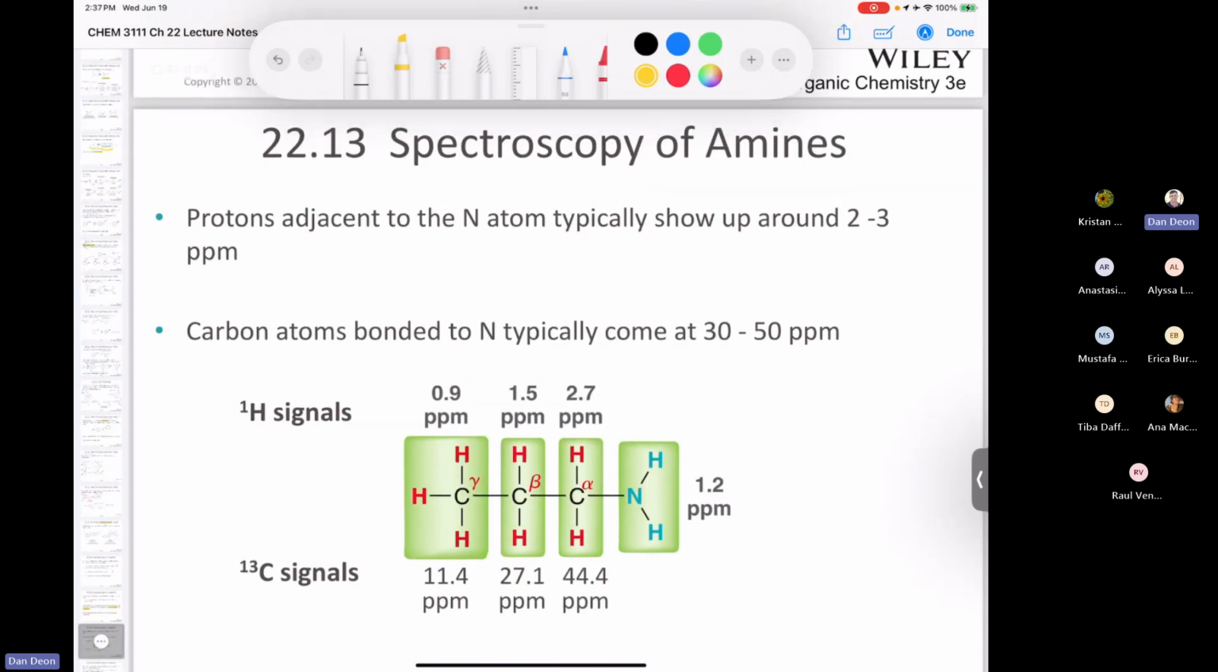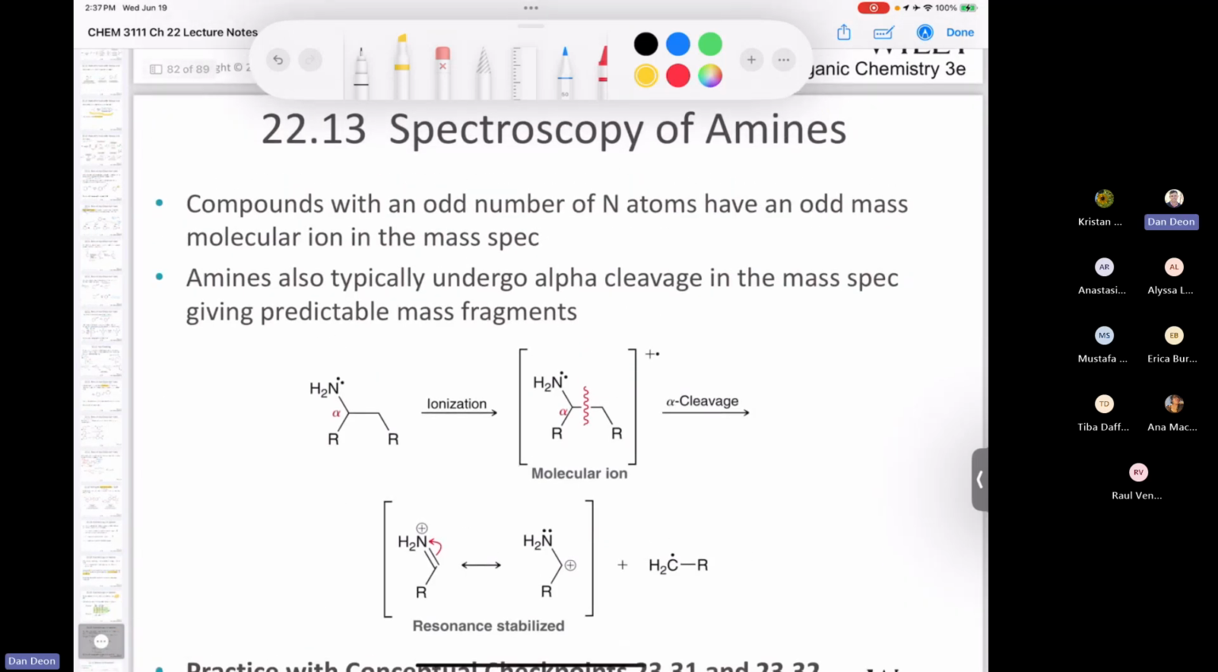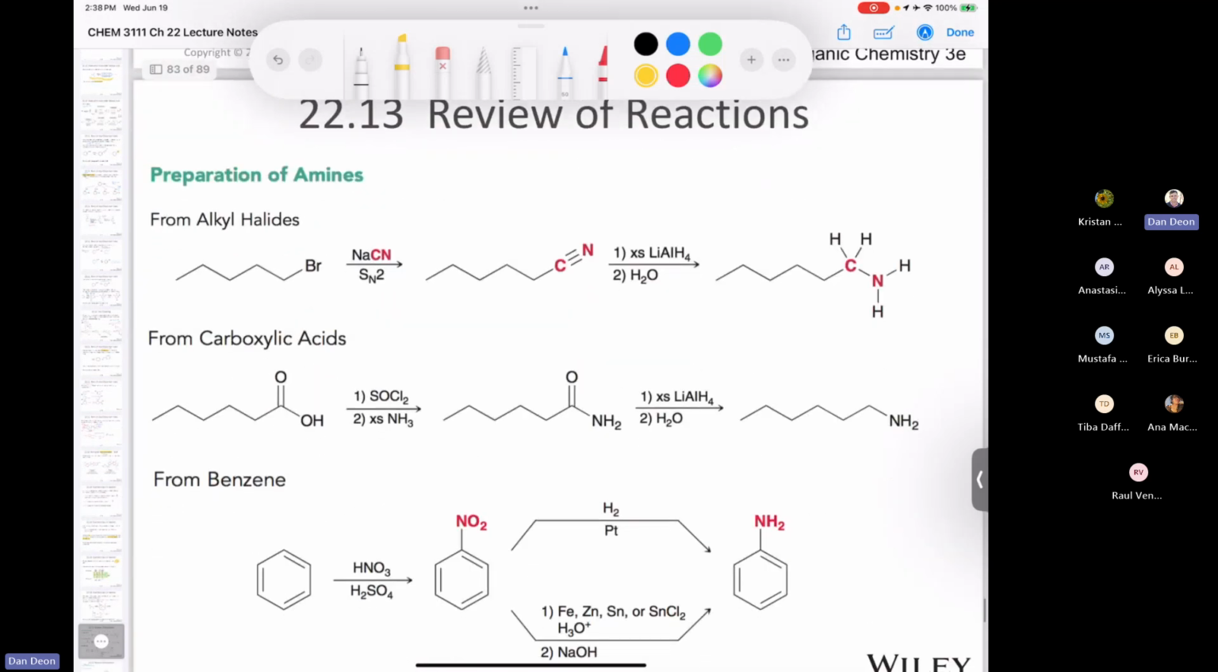What else? Spectroscopy of amines. Protons adjacent to the nitrogen atoms show up around 2 to 3. I don't know if my students ever remember this or not, but anyhow. And carbon atoms with a nitrogen bound to them are usually between 30 and 50. You should also know about alpha fragmentation or alpha cleavage in mass spec, which would have been covered in detail in organic chemistry 1.